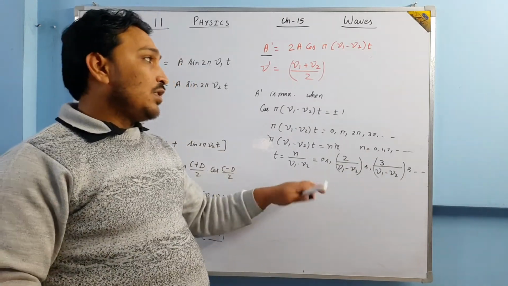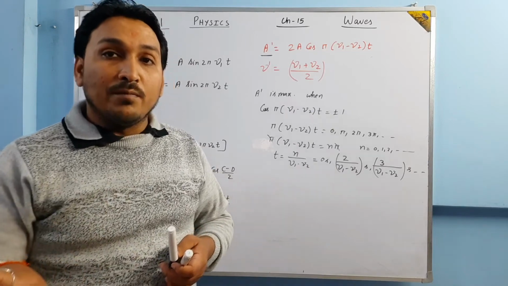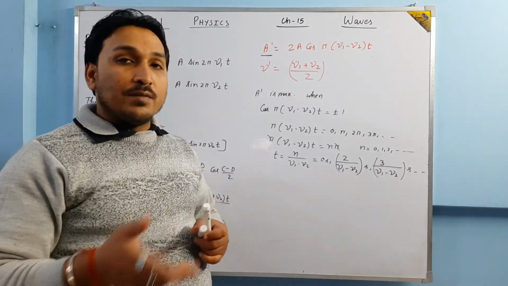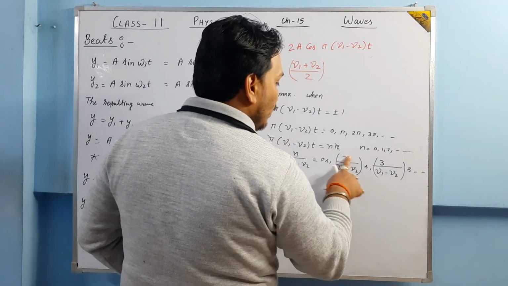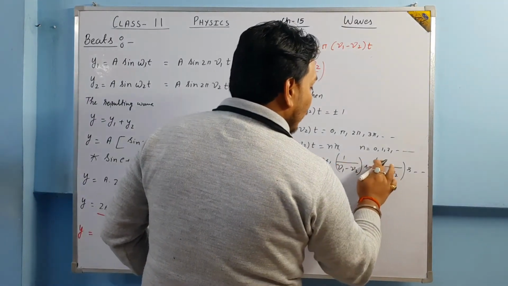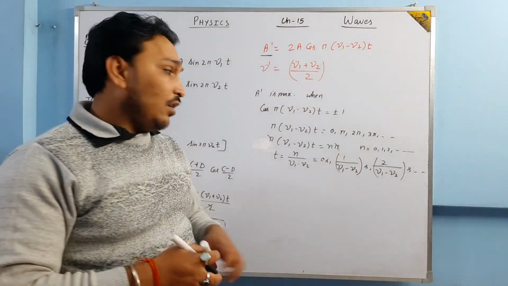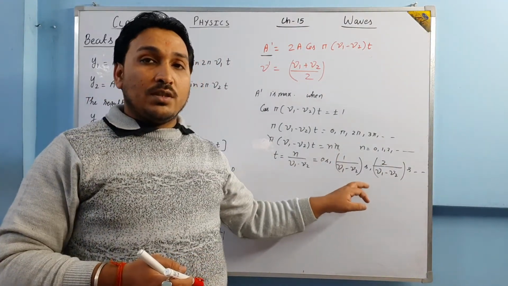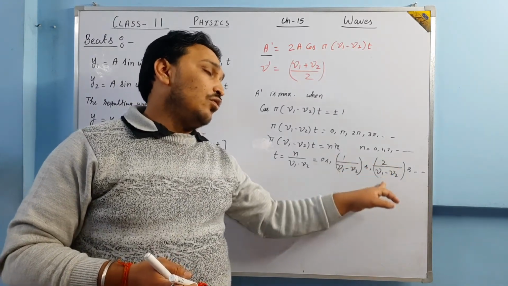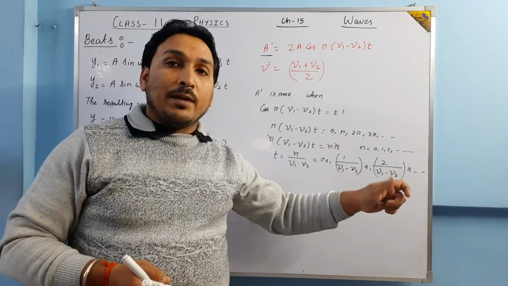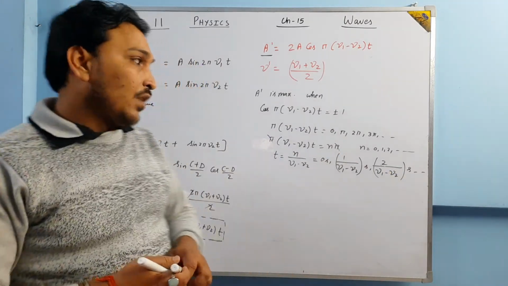So from this analysis, what we can say is that the time difference between two consecutive maximums is equal to what? Just see, first it is at 0, second is 1 upon (nu1 minus nu2), third one is 2 upon (nu1 minus nu2). So the time difference between successive maximums is 1 upon (nu1 minus nu2).